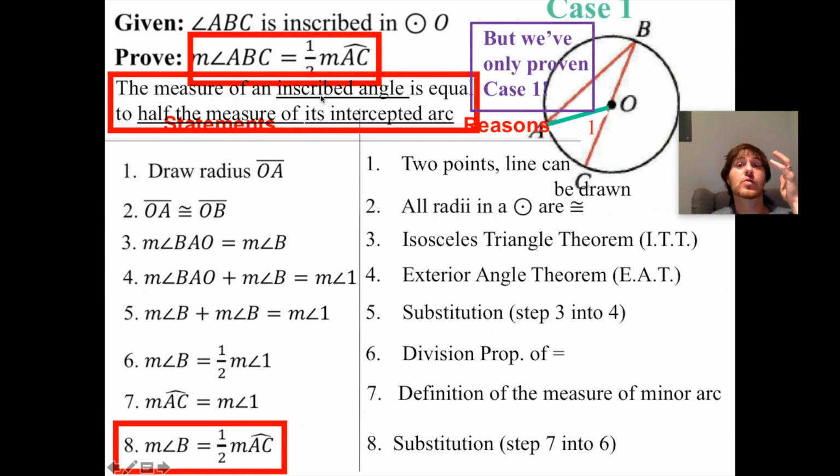That's it, okay? So remember, the theorem that you guys have in the textbook is that the measure of an inscribed angle is equal to half the measure of its intercepted arc. The theorem doesn't say anything about a specific situation like this, where one of the chords of the inscribed angle passes through the center of the circle, okay?